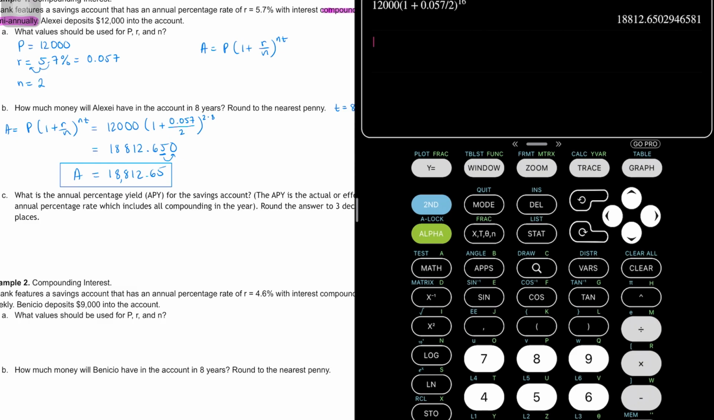Now the next part is to find the annual percentage yield. So we already know the formula for this; again, let's write it out. It's going to be 1 plus R over N, to the N, minus 1. So let's replace that. 1 plus 0.057 all over 2, raised to the 2, minus 1. So we'll type that in. So we parentheses 1 plus 0.057 all over 2, close parentheses, raised to the second power, and then I've got to move it to the right.